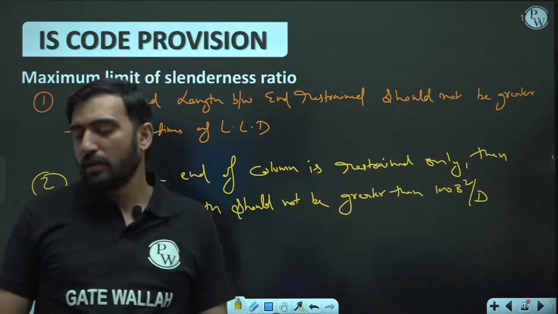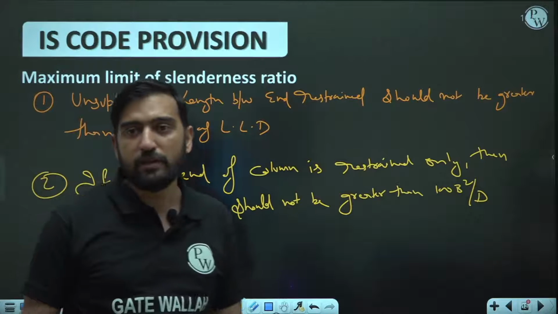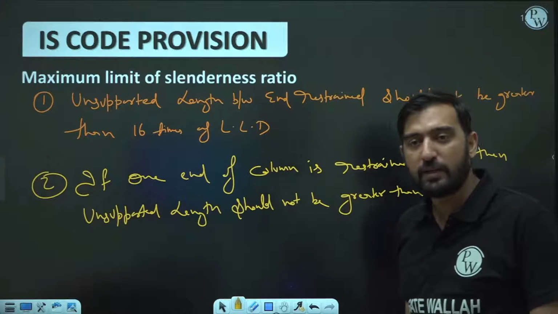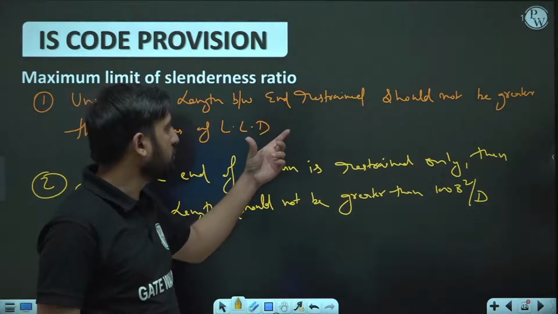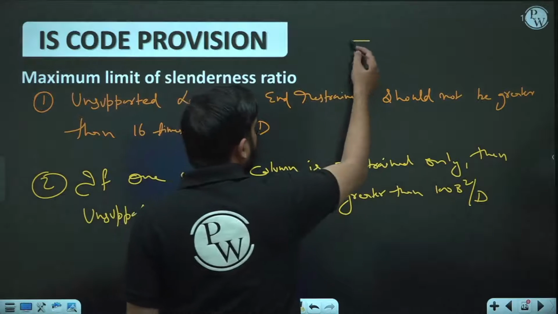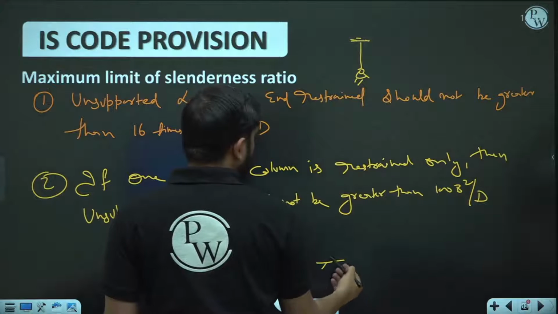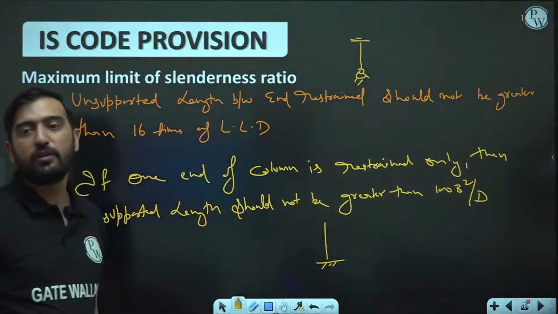Okay, is it clear? And yes, one more thing. So these two are the important clauses, 16 times of LLD and 100 b square by d. So first statement is talking about generally such columns where top and bottom both are restrained, and this category is talking about this column when only one end is restrained and another is free.